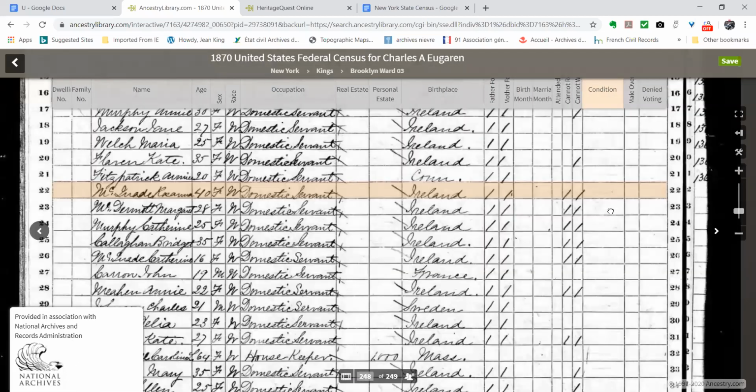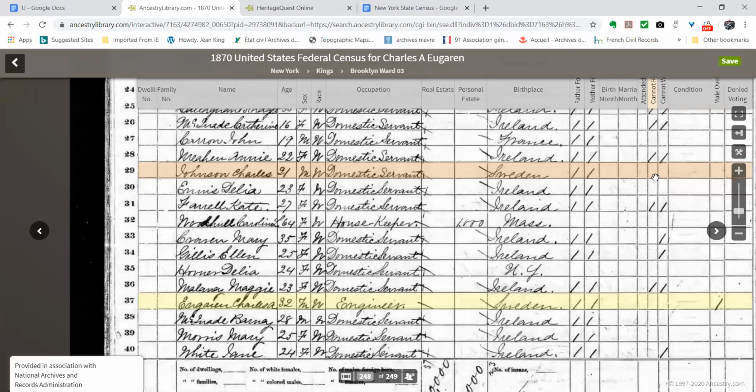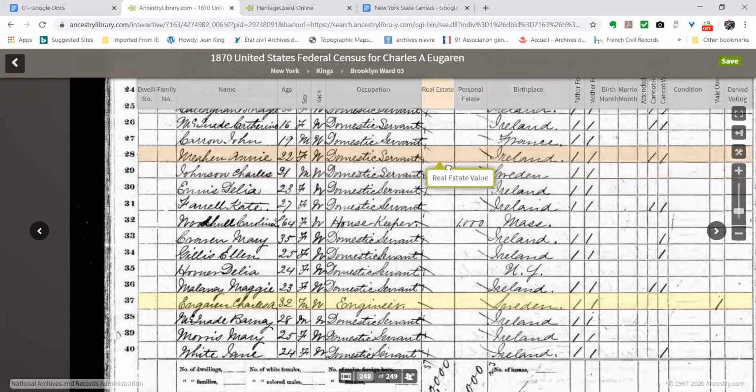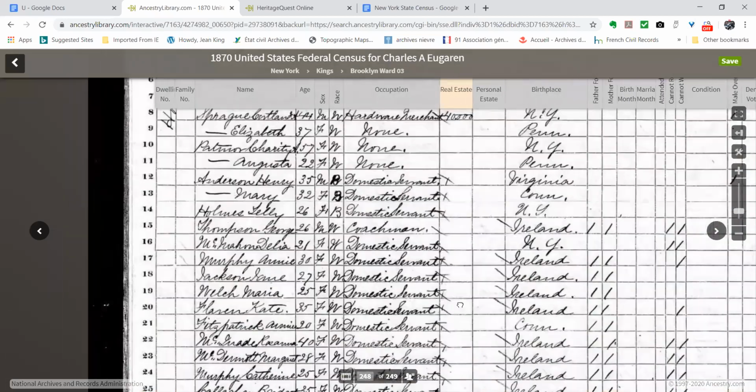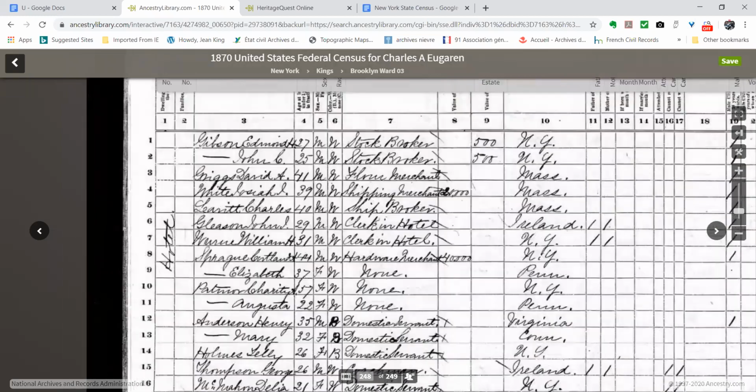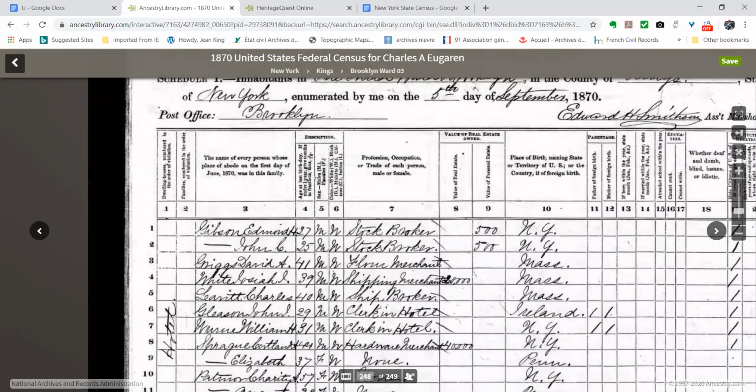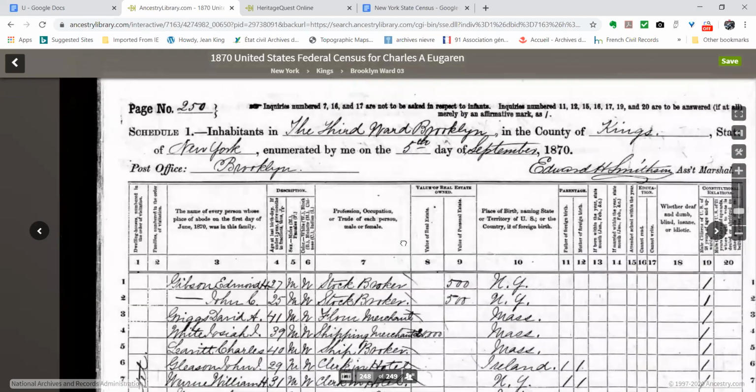My relative is down here. This is my relative. He was actually working at a hotel, and here he is with all the domestic servants at a hotel in Brooklyn. I should have showed you on the other one.